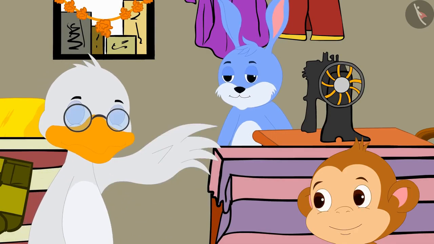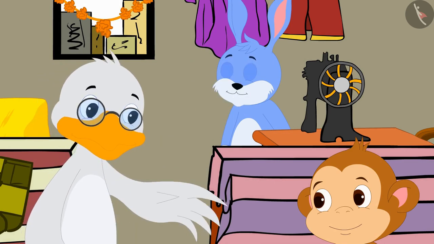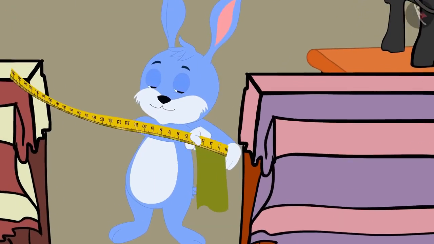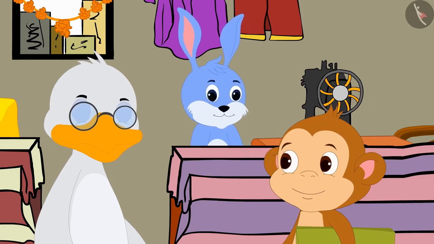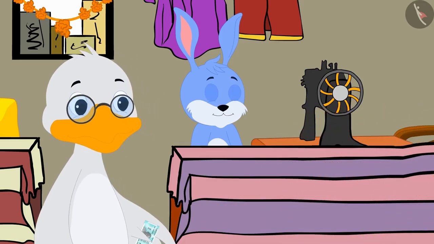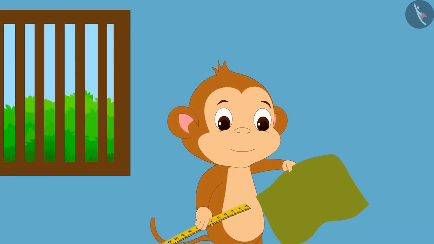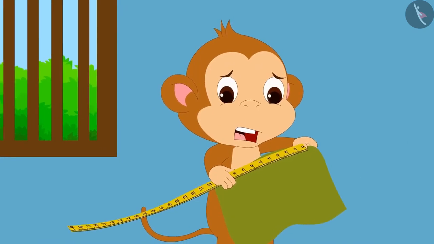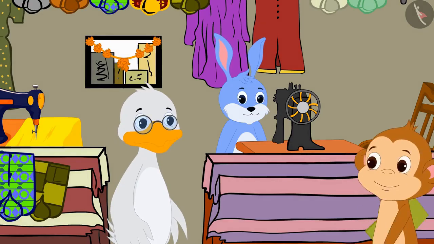Uncle asked Bunny to cut a 2.5 meters long cloth and give it to Babban. Bunny measured the cloth with a tape and gave it to Babban. Babban paid the money for the cloth to uncle and returned home. On returning home, when Babban measured the cloth with his tape, he found that the length of the cloth was 2.05 meters. He immediately reached uncle's shop.